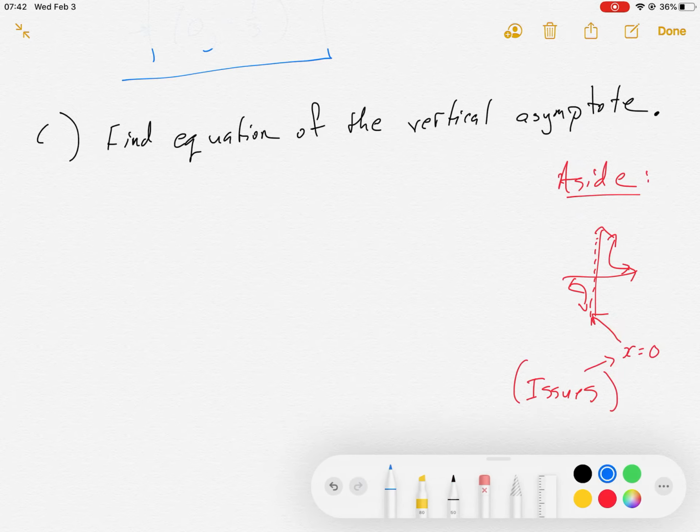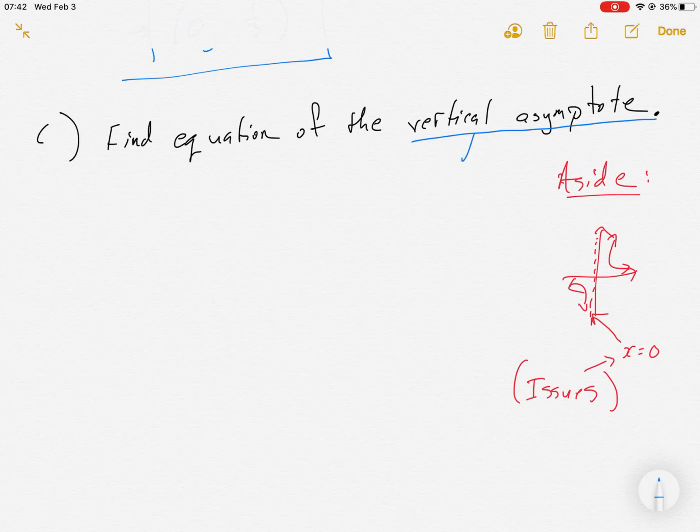And so what we're going to do with this function when we're finding the vertical asymptote, I want you to think about where the function has issues. In other words, we're finding the domain. We're finding the x values that cause problems with the graph, which is really just the same thing as finding the domain. I say that because you have actually had a lot of practice finding the domain for these sorts of functions.